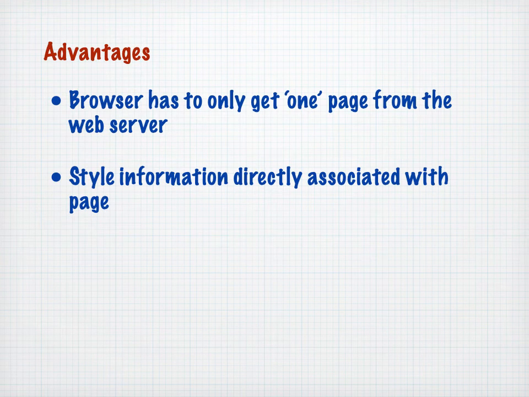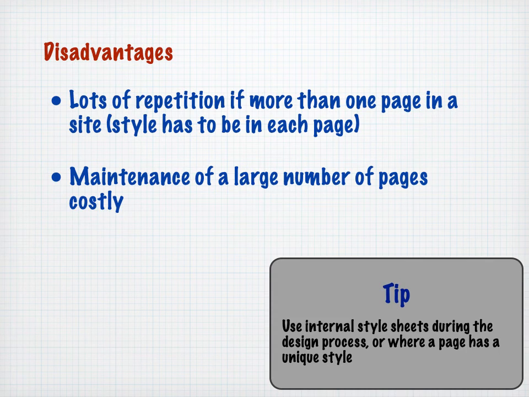Now, there's an advantage to that. It means you're only getting one notional page from the web server. You're not having to pull out the HTML and the CSS file. And you can see the style information that's directly associated with the page because it's embedded in the page. But, take it a step further. Think about a typical website that could have very many pages, and that would require us to embed the style in each page. So what would happen if the style is changed?